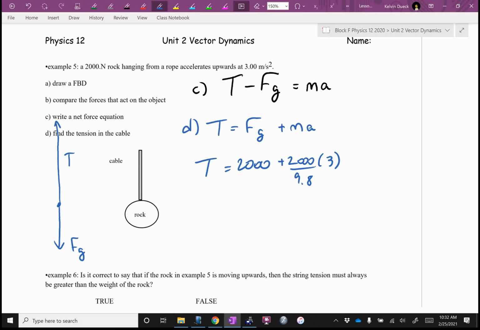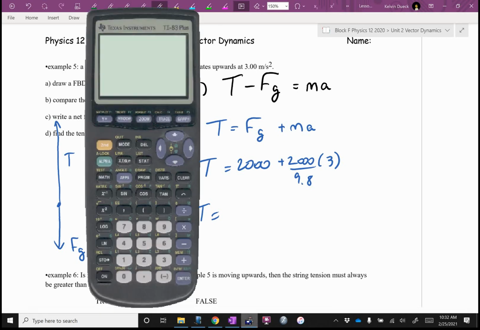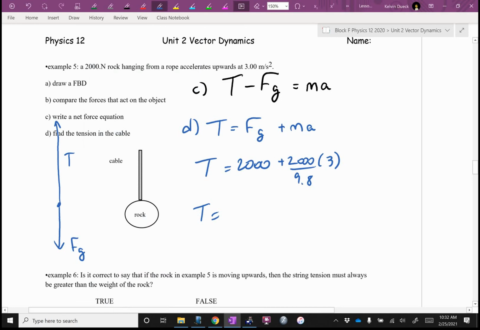Which is what? How big is tension? It can be around 2,600 something. I can do that much in my head. 2,600 and I'll go 2610. I'll go to 3 sig figs. Okay. How big was the force of gravity in newtons? 2,000. How big was the force of tension? 2,610.